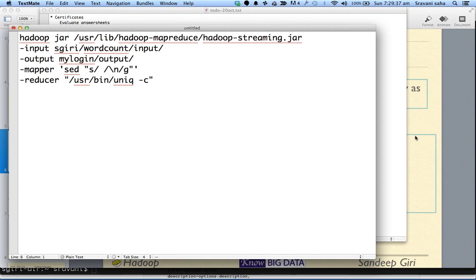Streaming. Here there is a misnomer. When we say streaming, it does not mean data streaming. It only means that we are streaming the data through our commands. It has nothing to do with high speed data or anything. All it means is we are running these commands, SED, unique, or anything you want to do, and you want to pass your data through these commands. That's why it is called streaming.